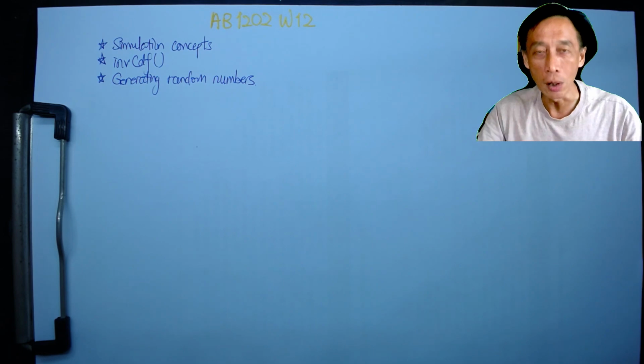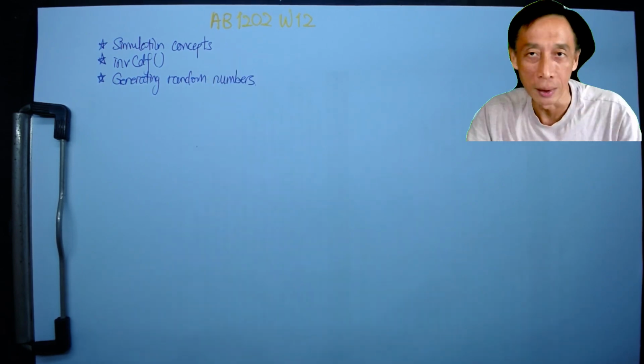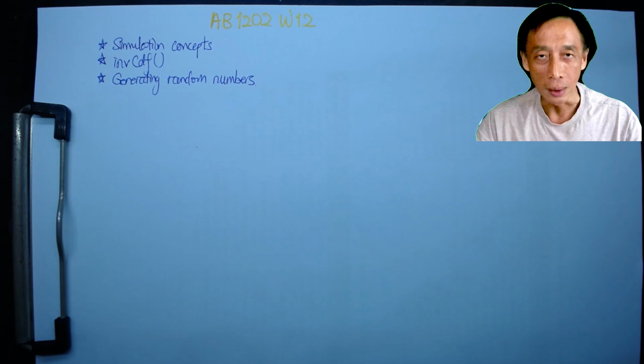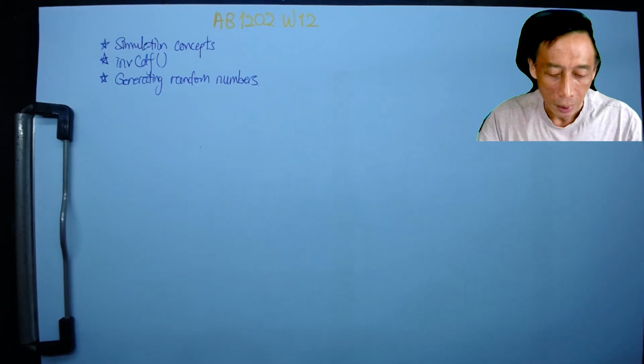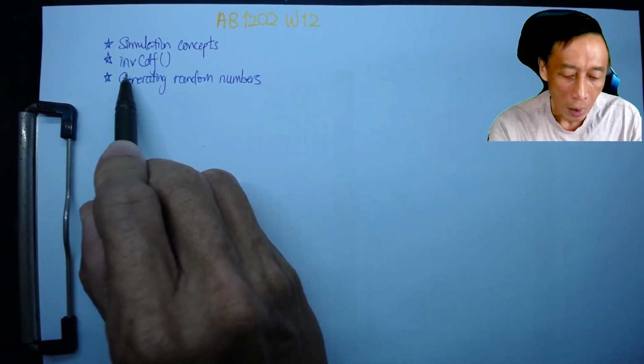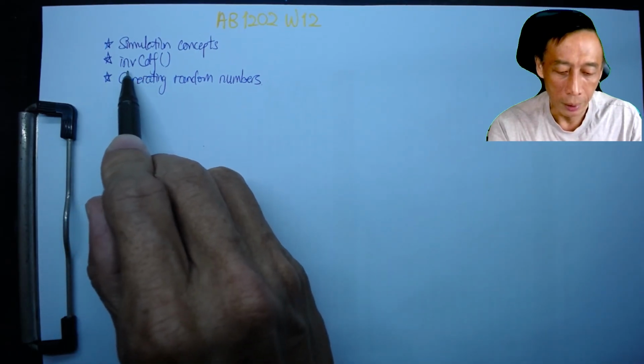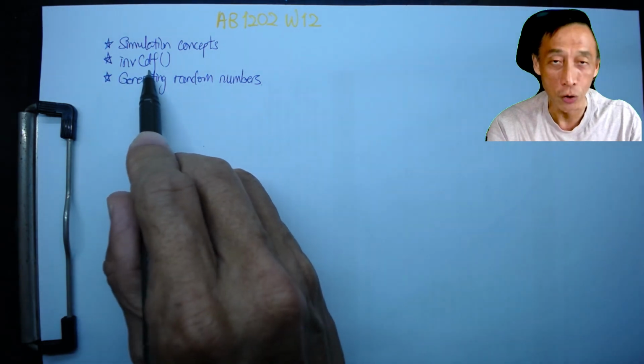So I've spoken a lot about the concepts, right? And a lot of examples, and I hope you can now begin to have a feel that simulation is everywhere around us. And what is it all about? It's mainly about the inverse cumulative distribution function.